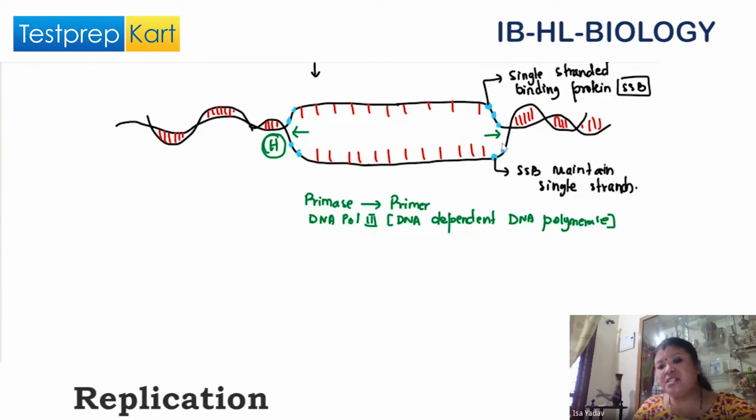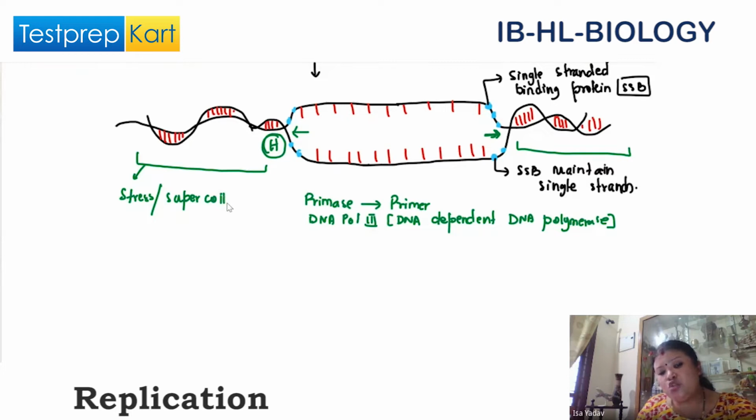But we always notice that since replication is proceeding in both directions, in this area and in this area, stress or supercoiling is taking place. What happens when you stretch? The other side will become highly stressed because of the uncoiling on this side. This side will experience high coiling, or supercoiling stress. Now what happens if we do not relieve the stress? The DNA will break off. And when DNA breaks off, replication is stopped, and even mutation can occur. And that will affect the entire functioning of the body.